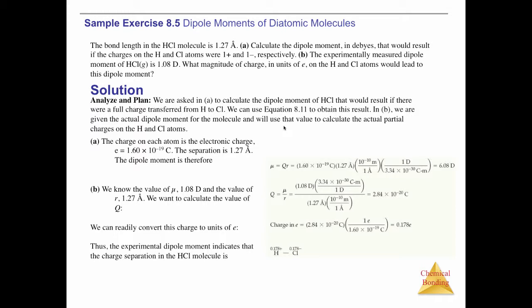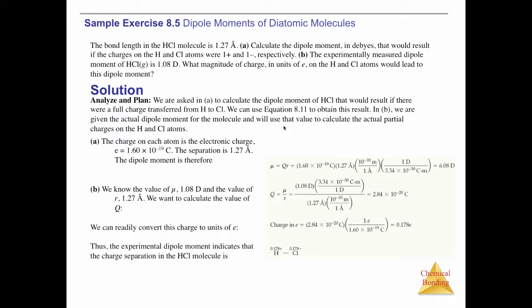We know the value of mu to be 1.08 debye, the dipole moment, and the value of r to be 1.27 angstroms. We want to calculate the value of Q, which is the charge. We can readily convert this charge to units of e. So if we rearrange the equation and say Q equals mu over r, we get 2.84 times 10 to the negative 20th coulombs. And then a simple conversion from coulombs to units of e is 0.178.